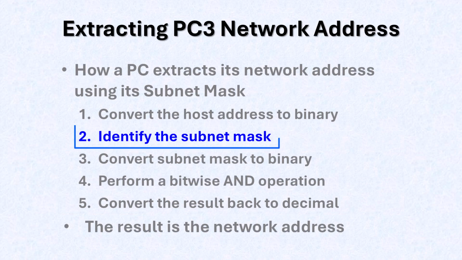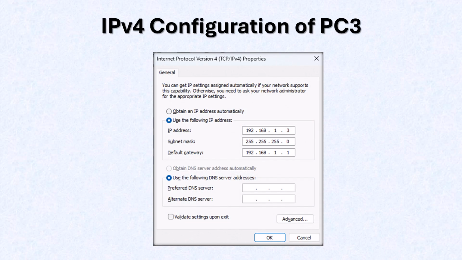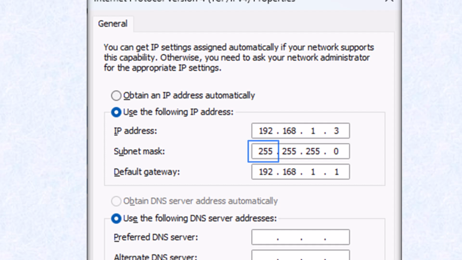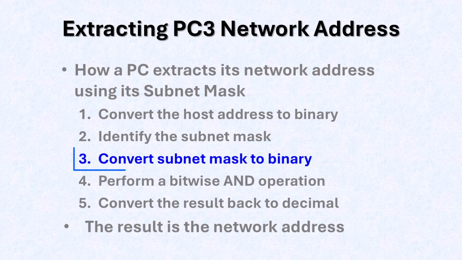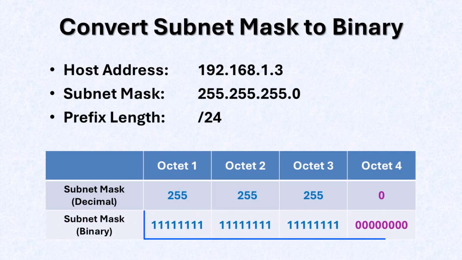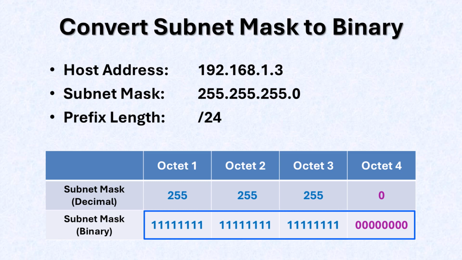In step 2, it identifies the specified subnet mask. This value can be found in the IP configuration. You could also derive it from the prefix length, which is /24. In either case, the subnet mask is 255.255.255.0. In step 3, the subnet mask is converted to binary. Here we see the binary equivalent of the subnet mask.